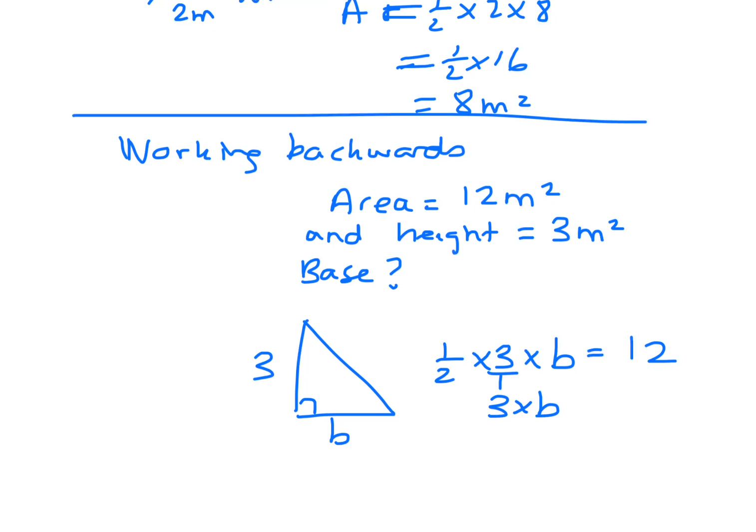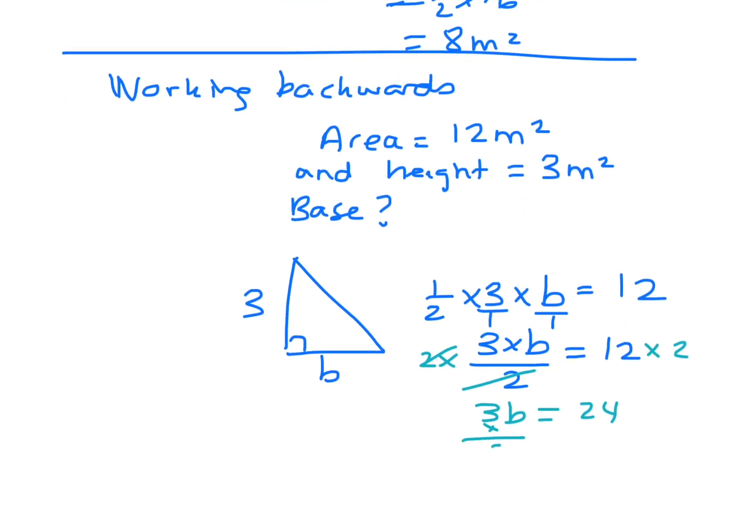Now, when you look at this with fraction work, that's going to be 3b on the top, and 2 times 1 is 2, equals 12. Now, to actually solve that equation, you times 2 on both sides. 3b equals 24. And then to get rid of the 3, you divide by 3. 24 divided by 3 is 8. Okay, and you end up with 8 meters.